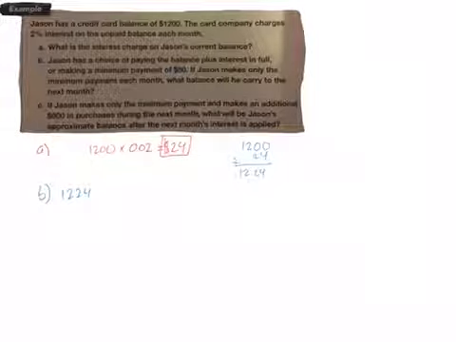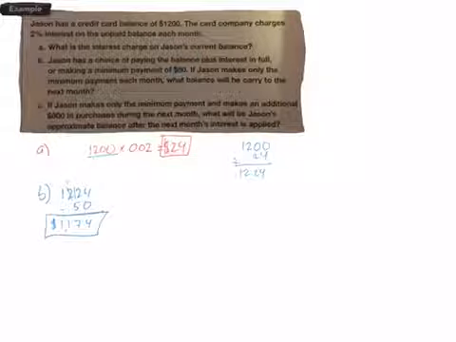It says if Jason makes only the minimum payment each month, what balance will he carry to the next month? So let's subtract the $50 from that, because that's how much he pays. So his monthly balance that goes to the next month is going to be $1,174. That goes to the next month. So notice it did decrease, right? He started off with $12,000. This is going to be how much that carries over. This is a comma, by the way. Carries over to the next month.